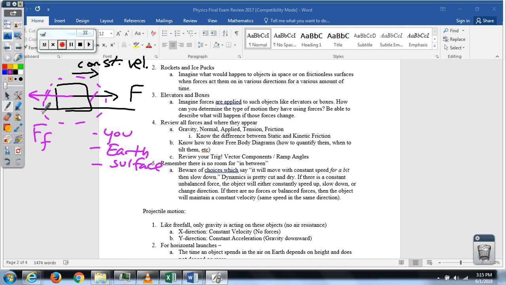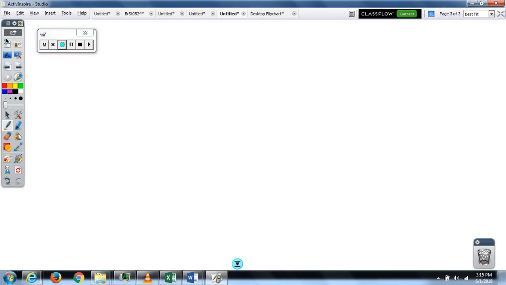So again, if you know what the motion is, you know that the forces have to either be balanced if it's constant velocity, or unbalanced if it's constant acceleration. Review all your forces and know the difference between static and kinetic friction. Okay, so what's the difference?